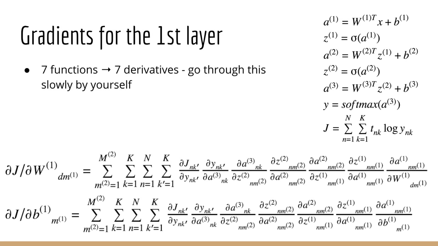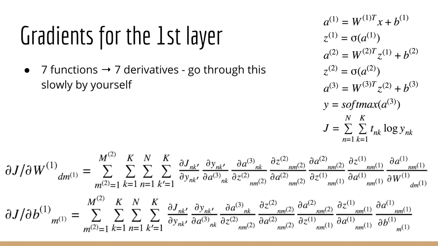I've also written out all the functions here so you can easily see how they depend on one another, which tells us why each of these terms appears in the chain rule. So basically, for every function we have one derivative. And since we have 7 functions, we have 7 derivatives.